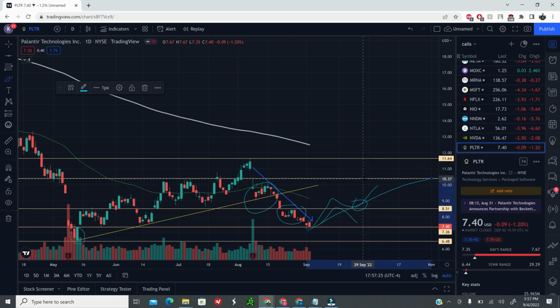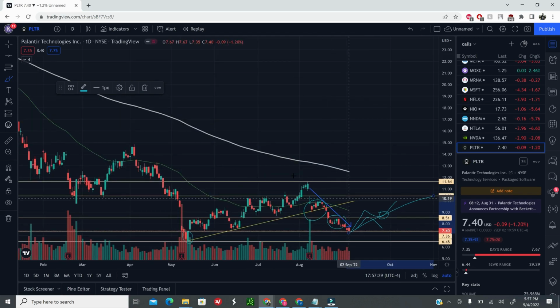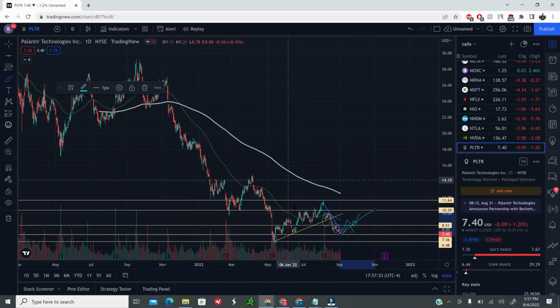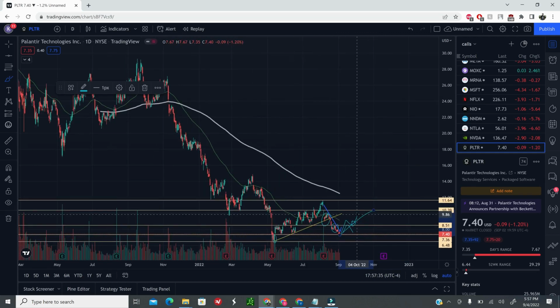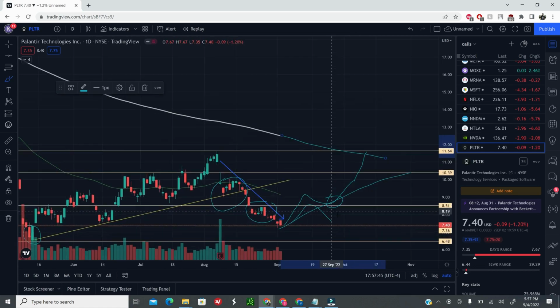Even if it goes past that, we have a clear hard resistance here, and we are definitely trading below the 200 EMA here. Okay, so that again is a very clear bearish sign. So even if the stock goes past here, it will encounter this moving average, which would be the 200 EMA. That is something you want to keep an eye out for.